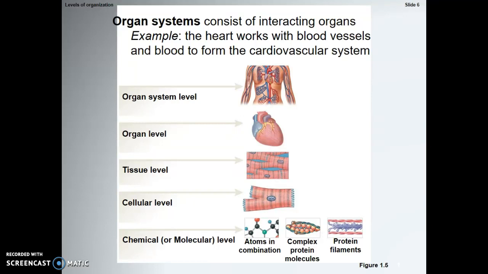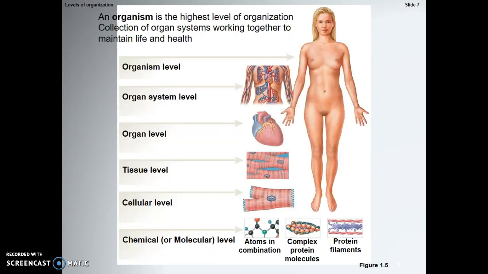Organ systems are organs that work together to perform some task. The heart works with blood vessels and blood to form the cardiovascular system. There are 11 organ systems in the body. An organism is the combination of all those organ systems. It's the highest level of organization. All those organ systems need to work together to maintain homeostasis.